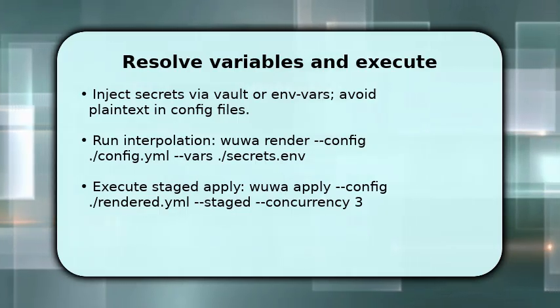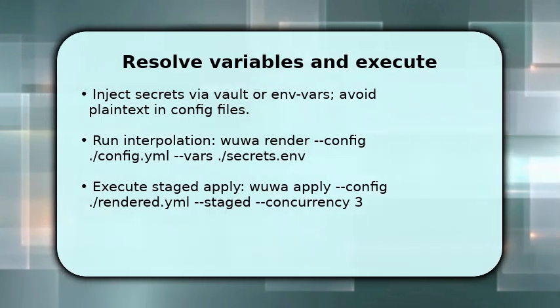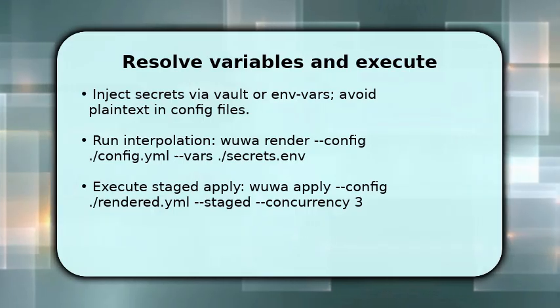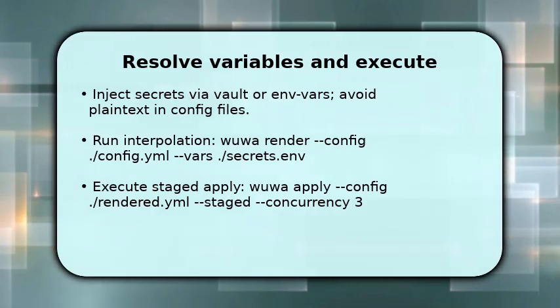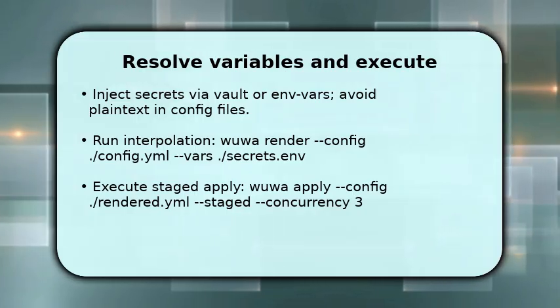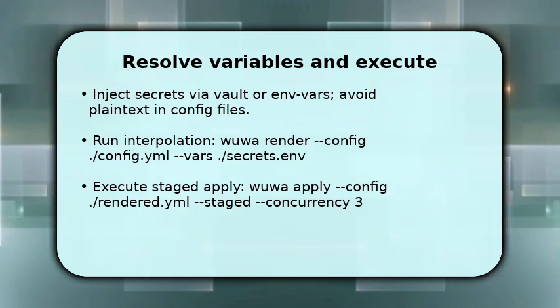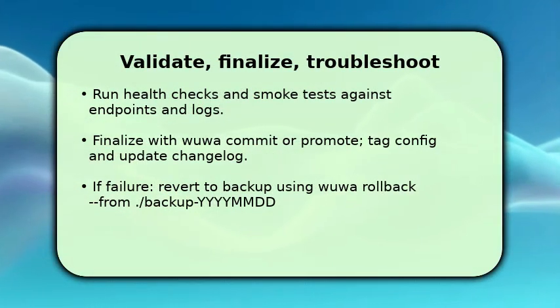After verifying, run a staged apply with limited concurrency to reduce blast radius. This lets changes roll out in controlled batches. Make sure to monitor task output for resource conflicts and dependency errors, so you finish by validating the deployment with health checks and quick smoke tests, confirming endpoints respond and logs show no critical errors.